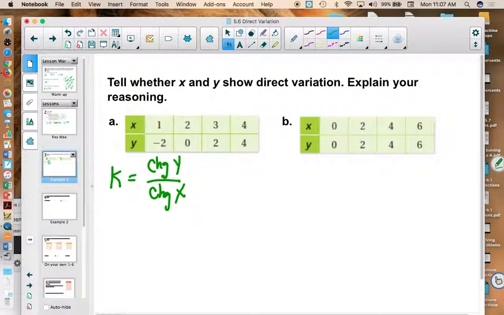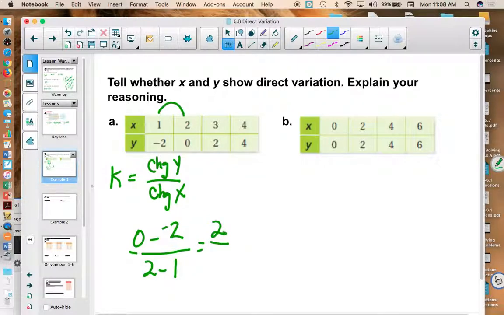So if I have 0 minus negative 2 over 2 minus 1, I'm using these two right here. Okay? Well, what's 0 minus negative 2? What's it going to be? 2. Add the opposite. 2.